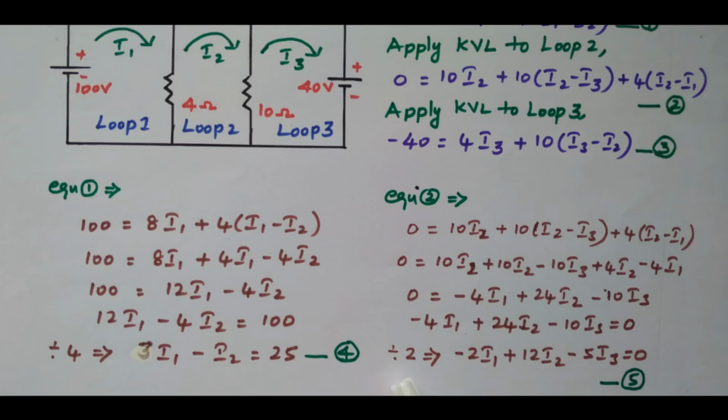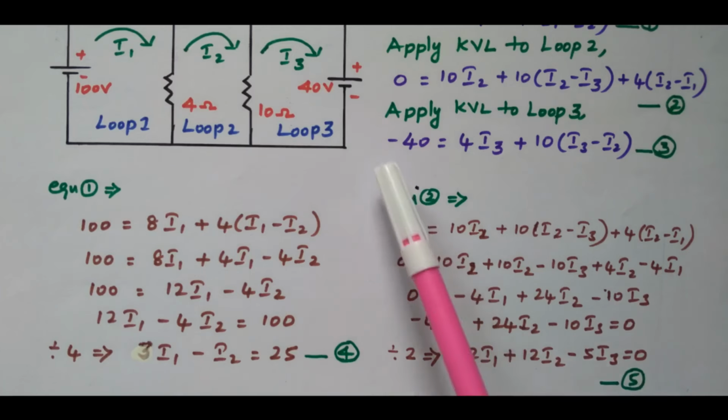So here also we can divide by 2 for further simplification. 4 divided by 2 is 2, so minus 4 divided by 2 is minus 2. 24 divided by 2 is 12. Minus 10 divided by 2 is minus 5. Now the equation 2 is simplified: minus 2i1 plus 12i2 minus 5i3 equal to 0. We'll take this as equation number 5.